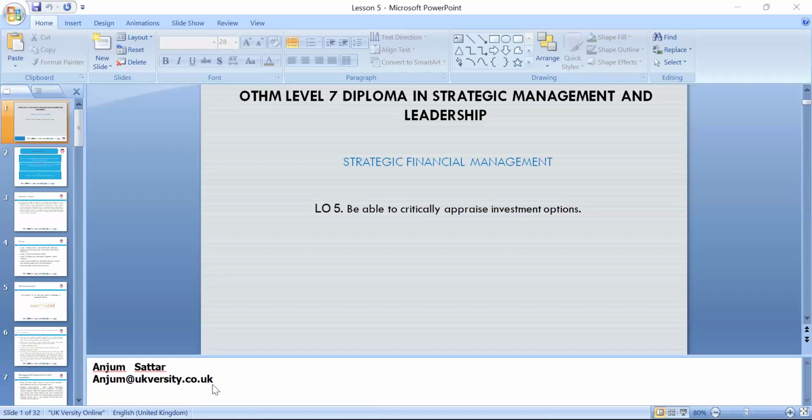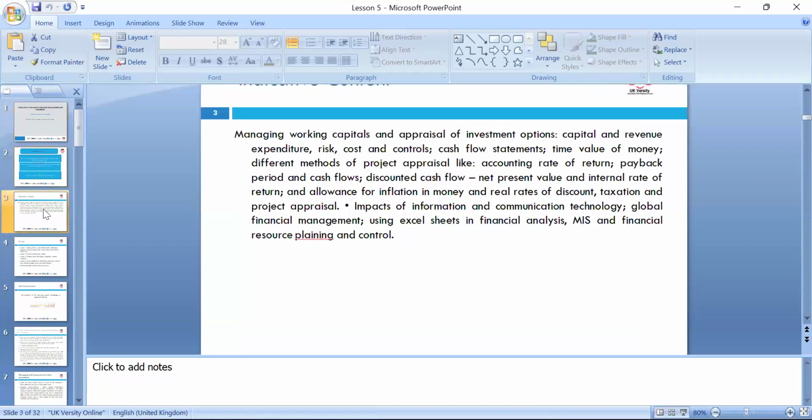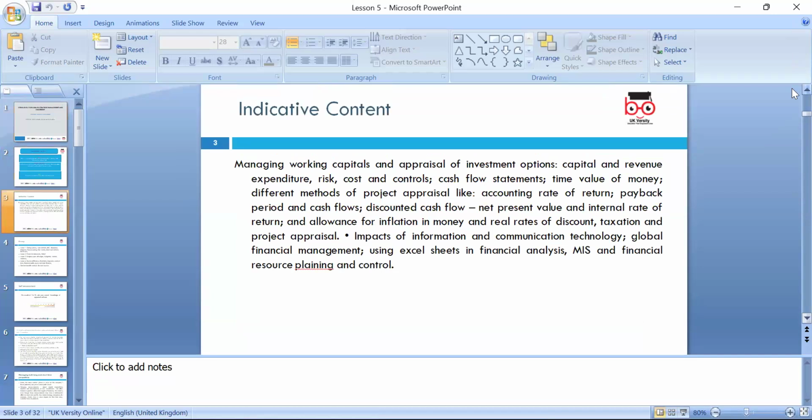Today's lesson will go through being able to critically appraise investment options, so we'll look at investment appraisal. The key command verbs today are assess, reflect, appraise, and justify. We already discussed the unit and the indicative content. Today the focus will be managing working capital, which means running capital. We will appraise the investment options, capital and relevant expenditure, risk and control, the time value of money, project appraisal, and reflection on inflation.